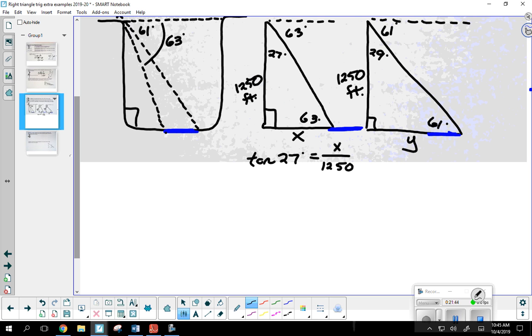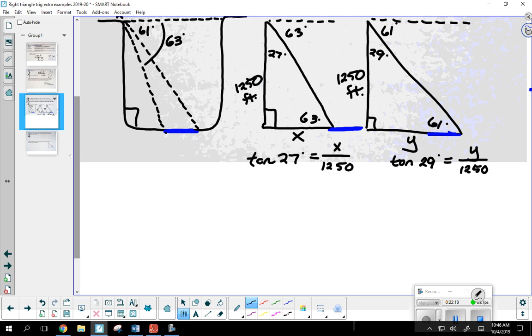See, then I can do the exact same thing for this triangle. Tangent of 29 degrees equals y, because it's a different base, over 1,250. Okay. Now remember, there are other ways that you could solve the problem. In fact, one thing that actually has been brought up in both first and second periods was the law of sines. Okay. If you're already familiar with that, that's perfect. We haven't talked about it yet, so that's not a method that I'm going to go ahead and use here.